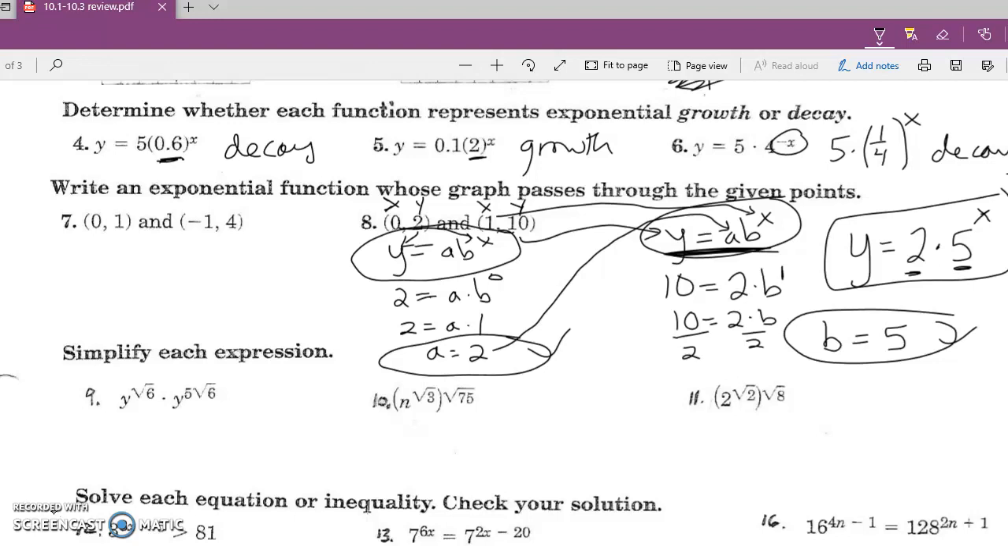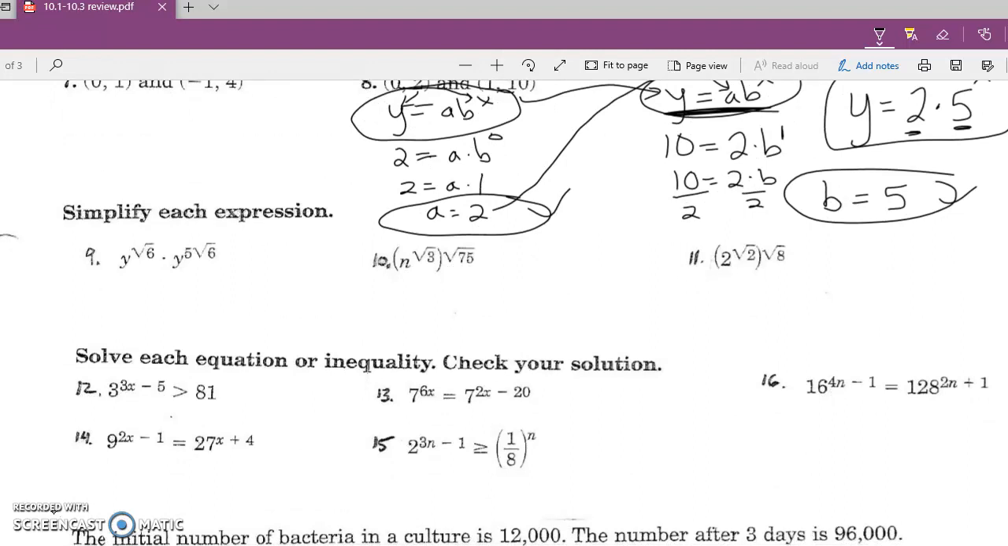Okay, these next few problems, basically all you're going to do is follow your normal exponent rules. So when I multiply two things together, I always add the exponent. So if I did x to the second times x to the third, that would be x to the fifth because I add them. So this would be likewise y to the root 6 plus 5 root 6. See, I'm adding my exponents just like I did here. And this is like 1 root 6. So 1 root 6 plus 5 root 6 would be y to the 6 root 6. And there you have it. Okay.